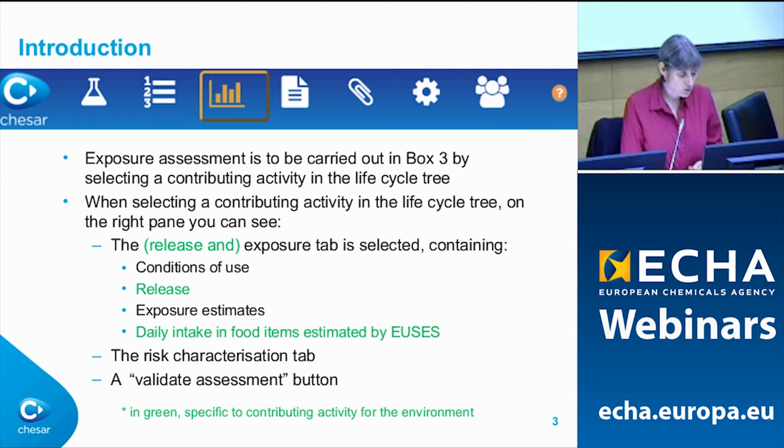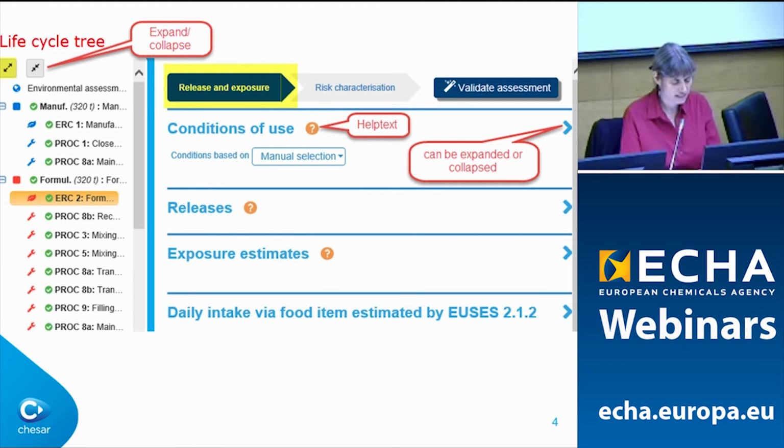As you probably know, the exposure assessment is to be carried out in box 3 of Chesar. It's done by selecting a contributing activity in the life cycle tree, as Andreas explained. When selecting a contributing activity in the right pane, you can see on the left pane the release and exposure tab, which is selected and contains 4 sections: the conditions of use, the release for the environment, exposure estimates, and the daily intake in food items for the environment. There is another tab, which is the risk characterization, and then a validate assessment button.